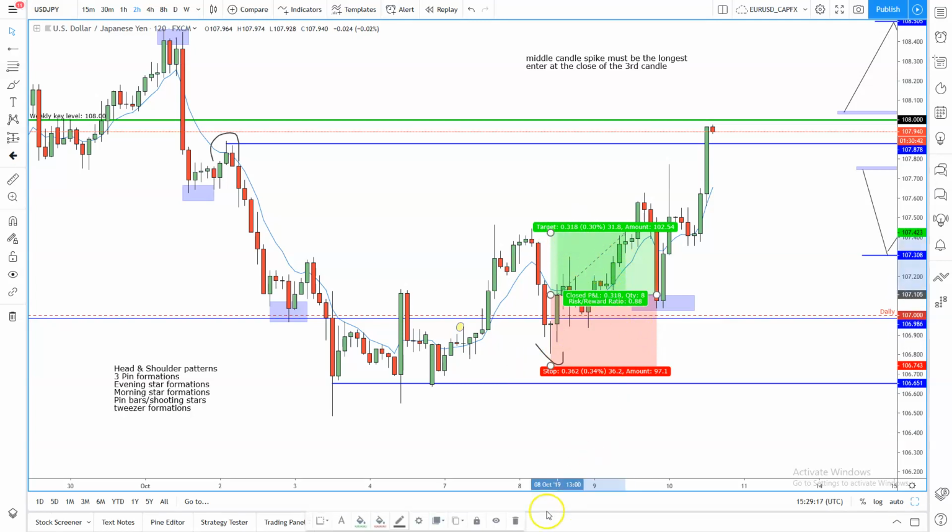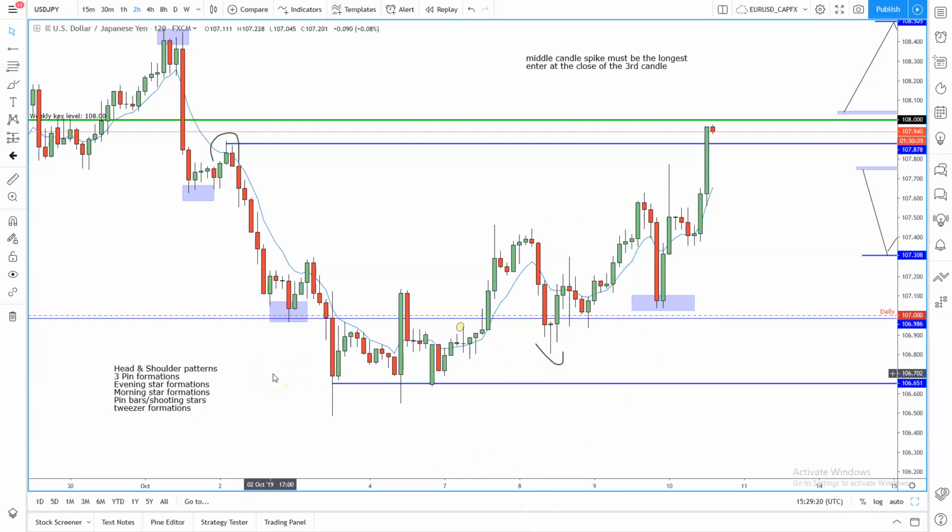So that's an example of 3-pin formations. Now we'll look at evening stars and morning stars. In actual sense, evening stars and morning stars are a type of 3-pin formation, but they have specific criteria. The middle candle of the formation is either a doji, a hammer, or a spinning top. With the 3-pin formation, the third candle could be any type of candle. It doesn't have to be a doji, a hammer, or a spinning top.